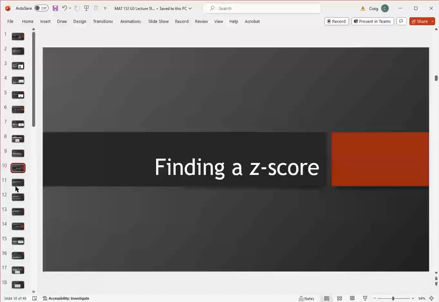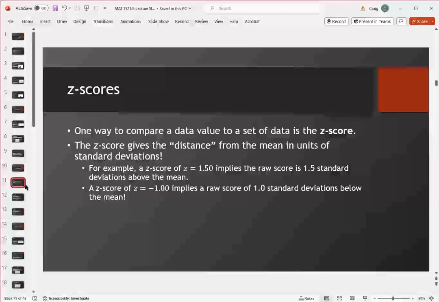And so first, let's just run back through this. I think we may have done a little bit of this before. When we want to compare data to a distribution, we can use the z-score.